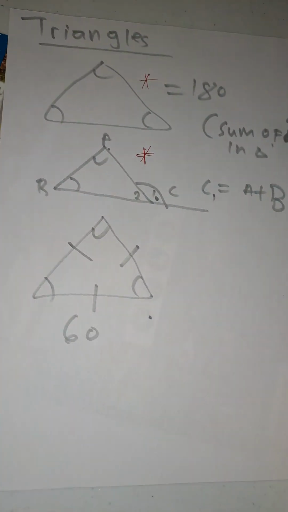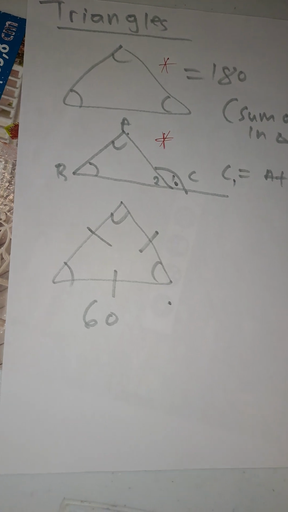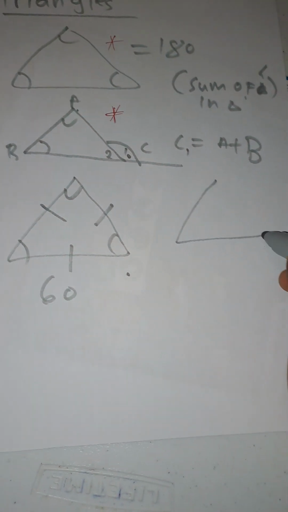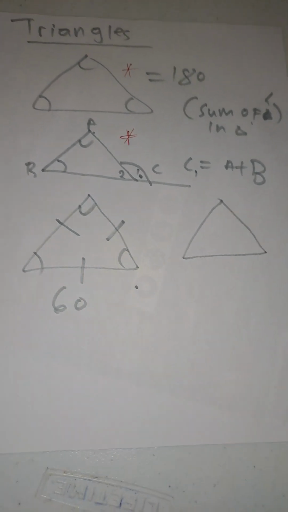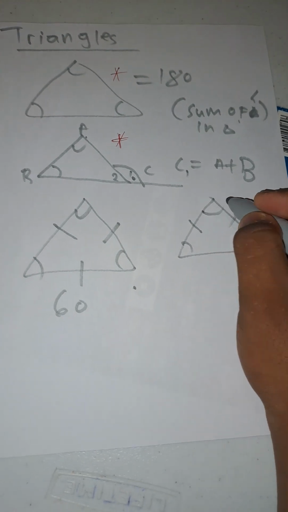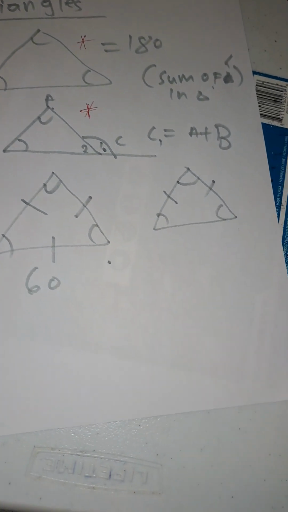And the last one is that sides opposite angles are equal. So this one is the isosceles triangle, whereby this side is equal to that side, which means this angle is equal to that angle. So I hope you understand this one.